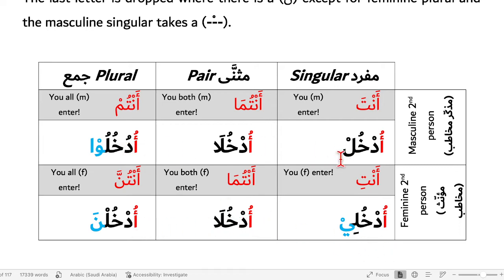If you want to say to somebody, masculine, one person, enter, you would say udkhul. And if you say to 2 people, you say udkhula, you both enter. Udkhulu, you all enter. If you want to command a feminine, you would say udkhuli, you feminine, enter. Udkhula, this stays the same, you both feminine, enter. Udkhulna, you all feminine, enter.